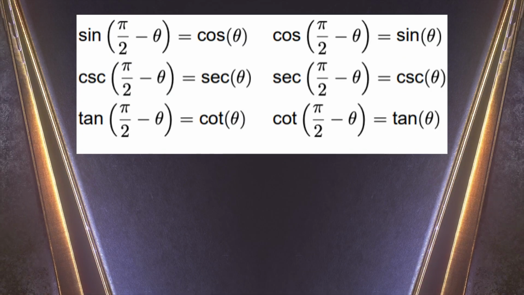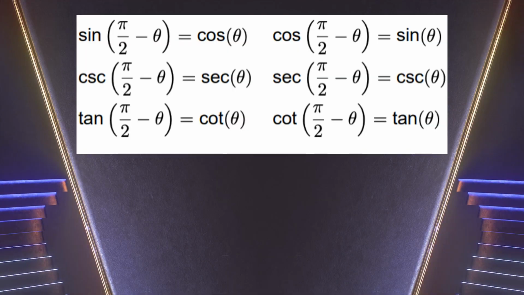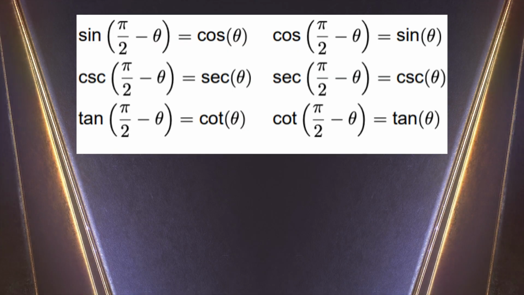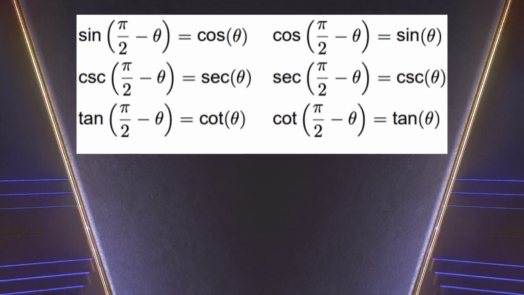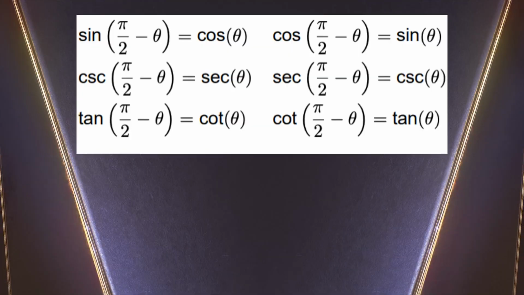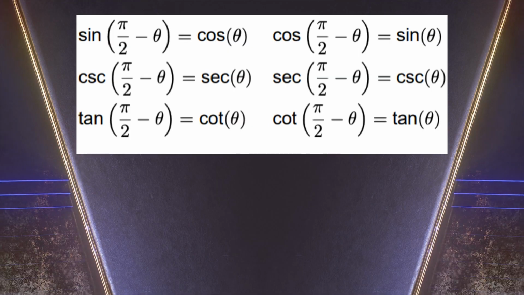Sine of 90 degrees, which is also equal to pi over 2, minus theta is equal to cosine theta. We call these the cofunctions. These are the formulas to achieve each cofunction. This is also very useful when you're solving for trig identities or just any trig problem in general.